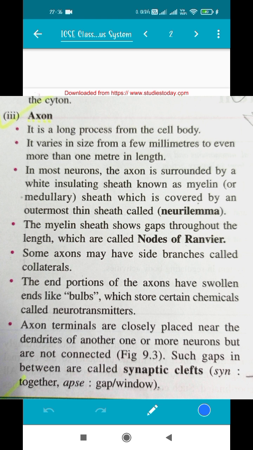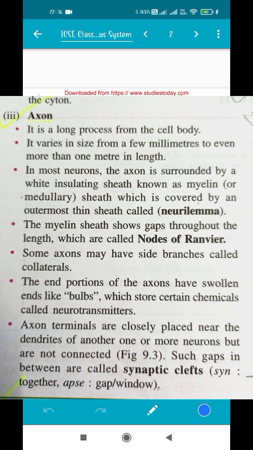which is covered by an outermost thin sheath called neurolemma. These are basically the coverings or the membranes outside the nerve cell. As you know, nerve cells are very important parts of our nervous system, and if one of them gets damaged, they will not be repaired or they will not be formed again. So as a result, it is very essential that they are protected nicely.